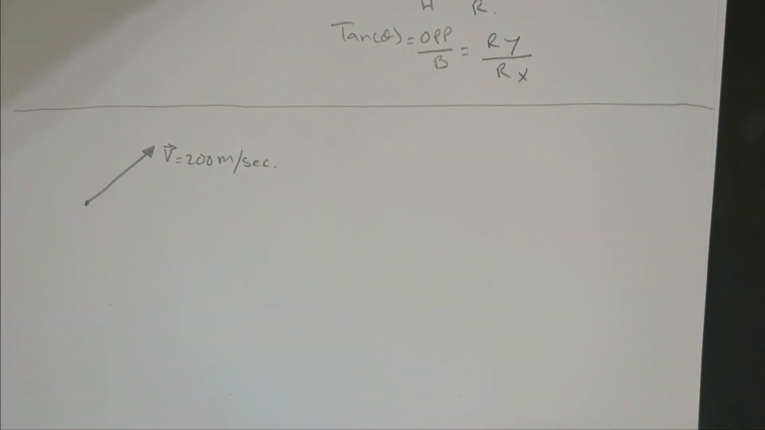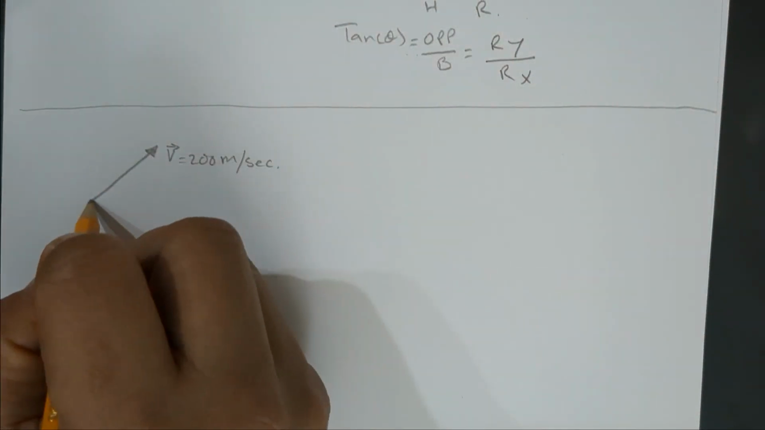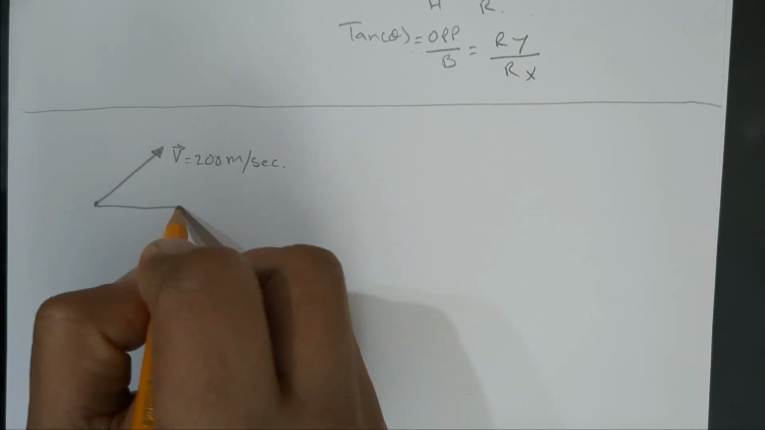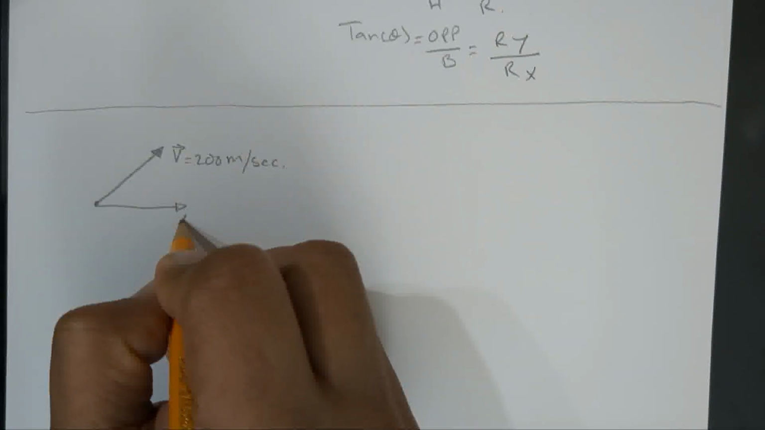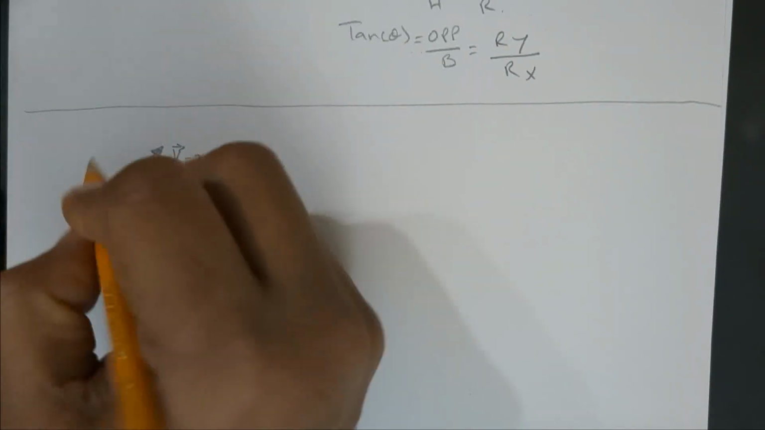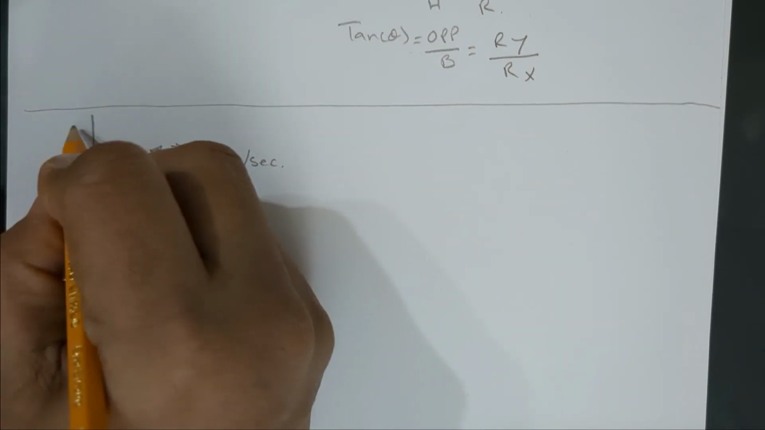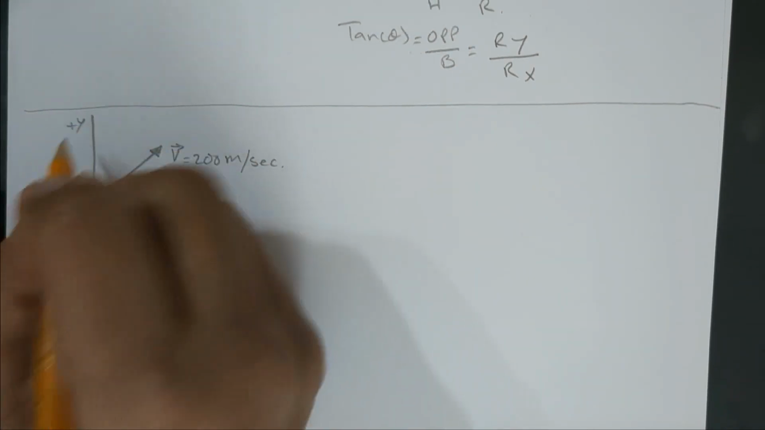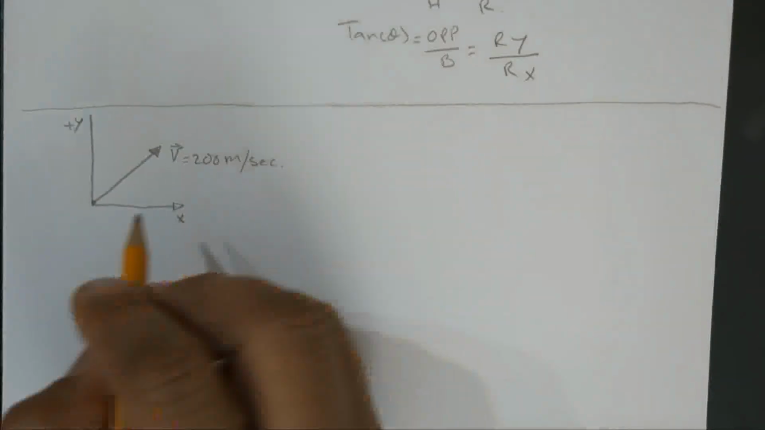Okay, and then let's make your axes. So this is your x-axis, and this is your y-axis. Okay, and you need one more piece of information here. Let's say the angle that you launch this item, theta, is equal to 20 degrees.